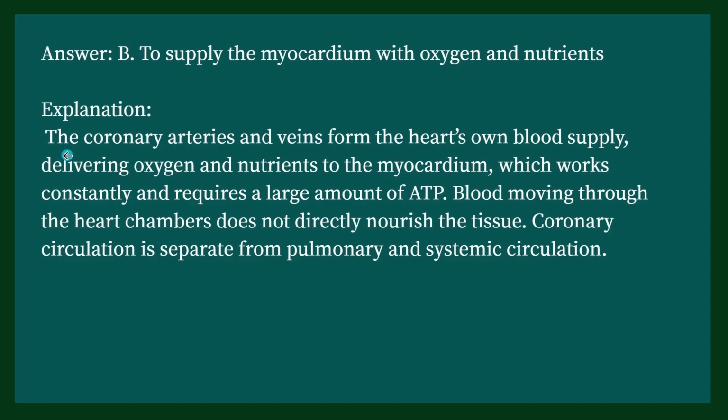Explanation: the coronary arteries and veins form the heart's own blood supply, delivering oxygen and nutrients to the myocardium, which works constantly and requires a large amount of ATP. So it needs a lot of blood. Blood moving through the heart chambers does not directly nourish the tissue. Coronary circulation is separate from pulmonary and systemic circulation.